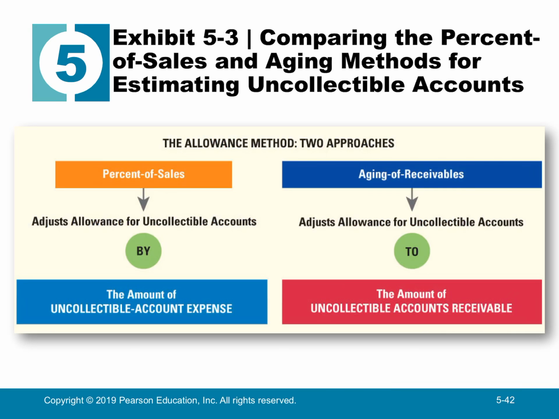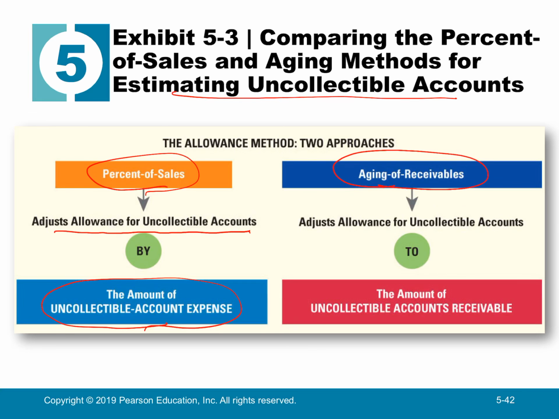So again, this is just a visual for comparing these two methods for estimating uncollectible accounts. The percent of sales method adjusts allowance for uncollectible accounts by the amount of the uncollectible account expense. And then you have the aging of receivables, which adjusts the allowance for uncollectible accounts to the amount of the uncollectible accounts receivable. If this visual isn't all that helpful, you're welcome to go back and look at how we did those methods again.